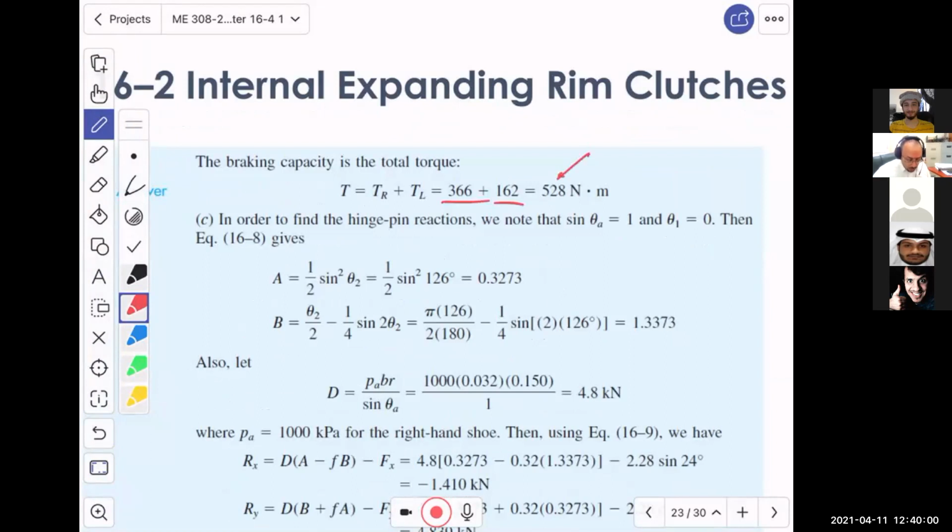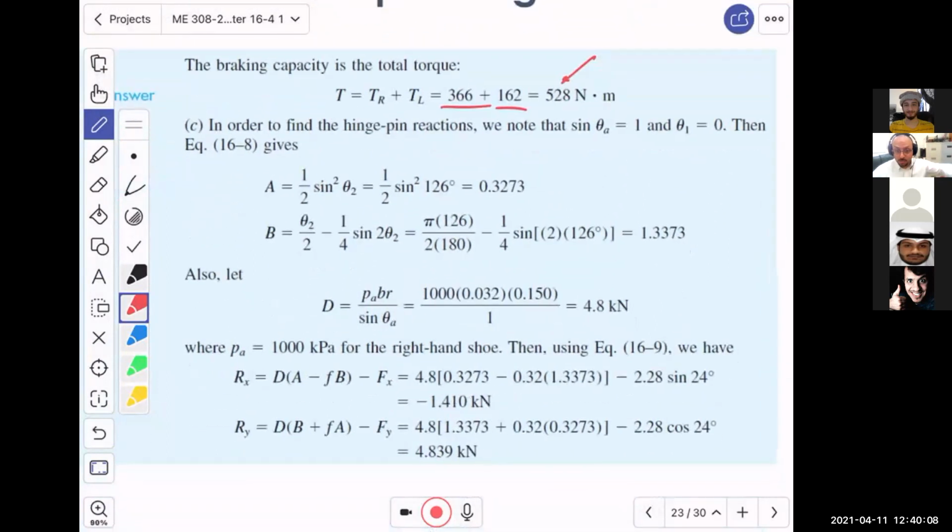Now, the other question that we were asked is to find the pin reactions. So if you recall, I told you you should find A and B by knowing that theta 1 is 0, and theta 2 is equal to 126.